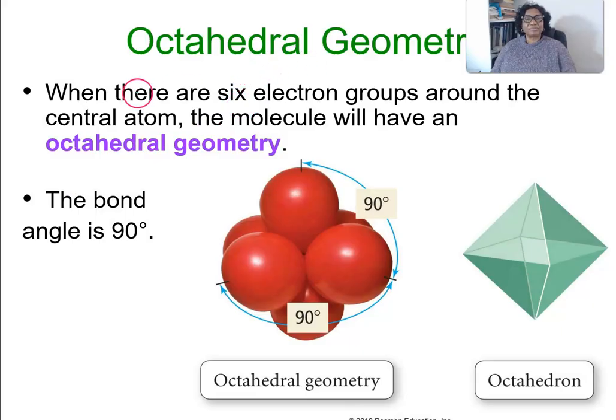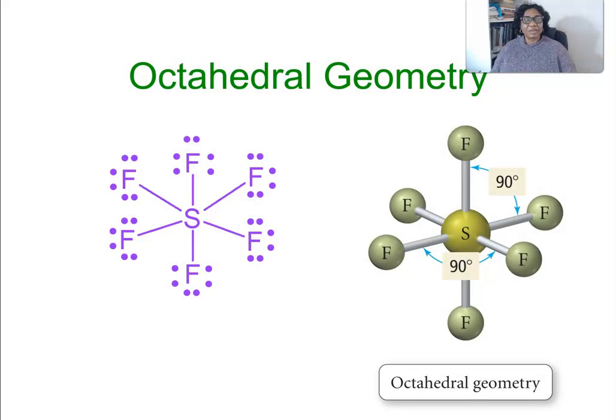Octahedral geometry. This is when 6 electron groups surround the central atom. Bond angle is 90. Example is SF6. Octahedral geometry.